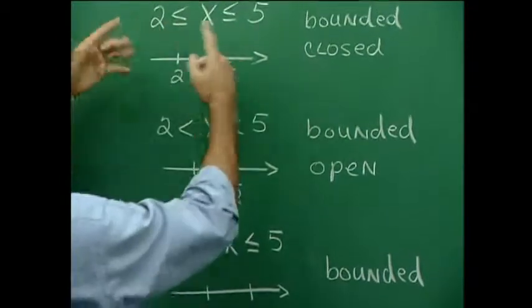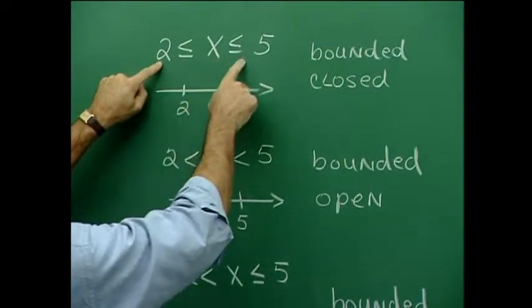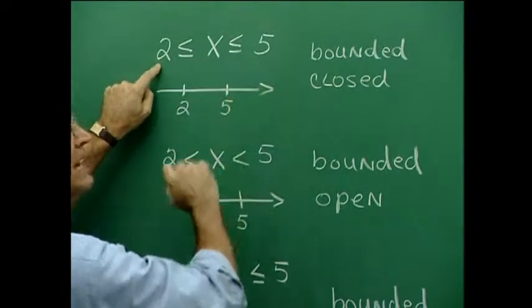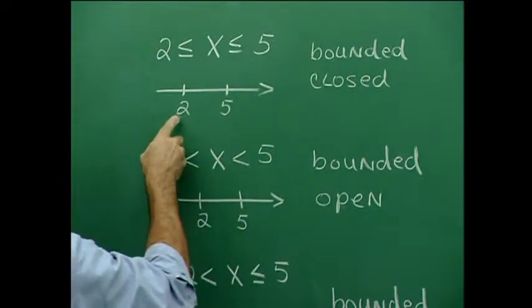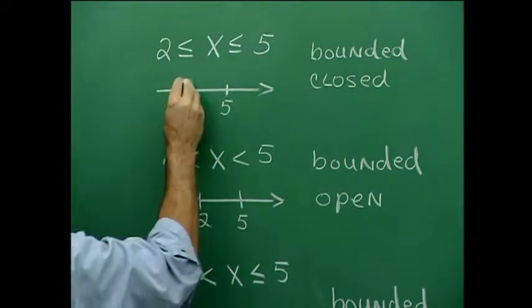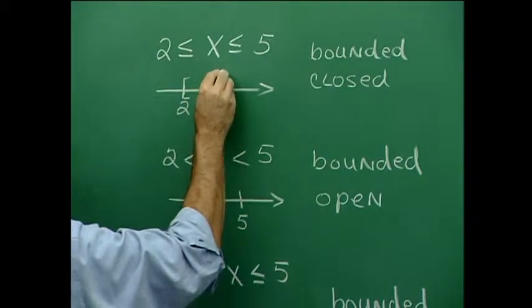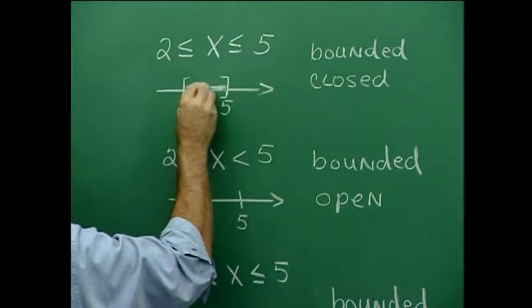Suppose we are trying to show that 2 is less than or equal to x and x is less than or equal to 5. Now that's the interval between 2 and 5, but including the 2 and the 5. Graphically, we identify a 2 and a 5 along the real number line, and we say we want to include the 2, so we put a bracket at 2, and we want to include the 5, so we put a bracket there, and we shade between the two numbers.